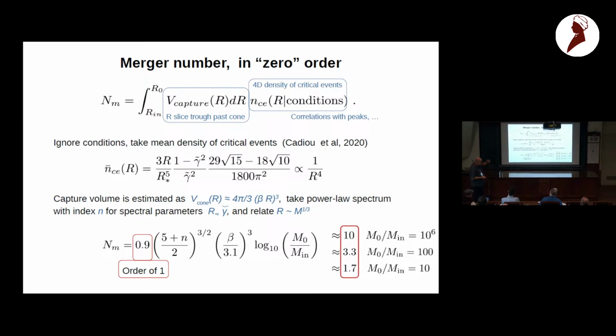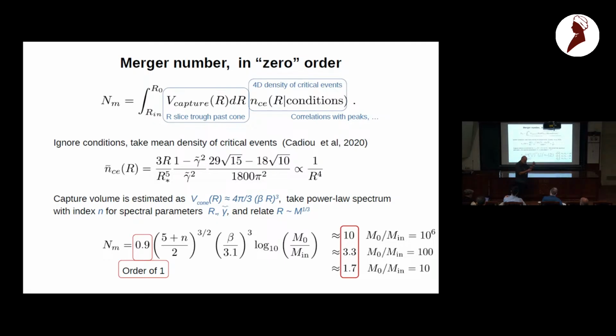Now, in principle, that's where the talk starts, because this is a very naive approximation. I took the average density, and I multiplied by the volume of a cone, but I know that my density is not uniform. All my guys are actually clustered on the edges of the cone. So maybe the density of the critical events is actually sensitive.